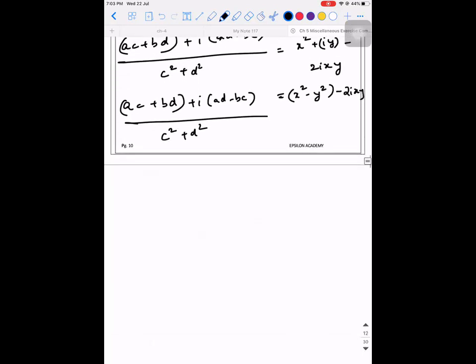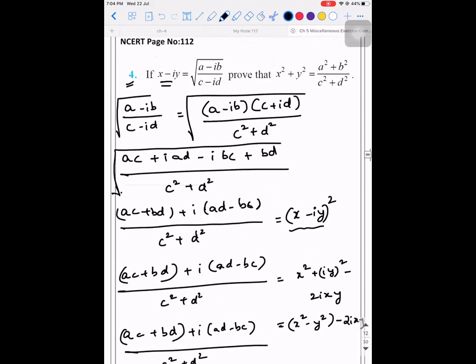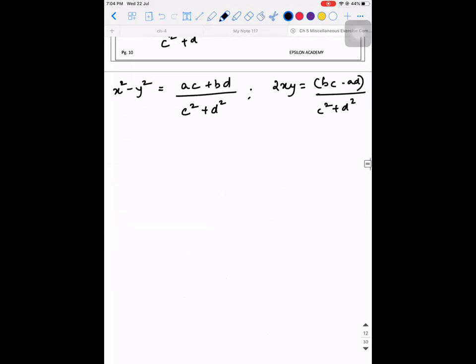Okay, sir. So comparing both the sides, x square minus y square will be equal to how much? AC plus BD divided by C square plus D square. 2xy will be equal to how much? BC minus AD divided by C square plus D square. Okay. But what is the question? They didn't ask x square minus y square. They're asking x square plus y square. See, x square plus y square, the whole square.